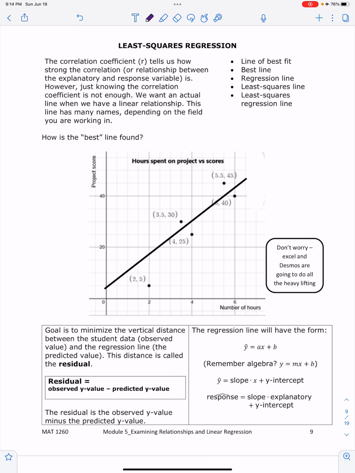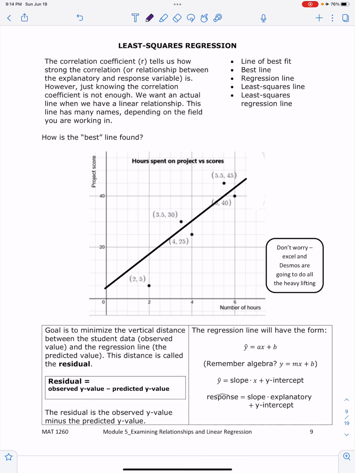Okay, so the correlation coefficient tells us how strong the relationship is between our two variables, but that does not give us a whole lot to work with if I'm trying to make predictions. So we are going to find the line of best fit.